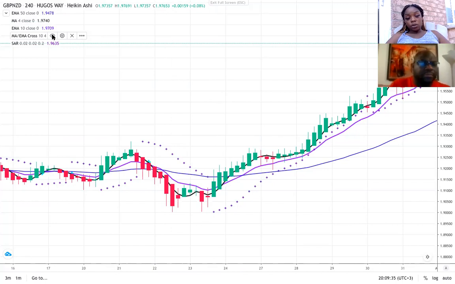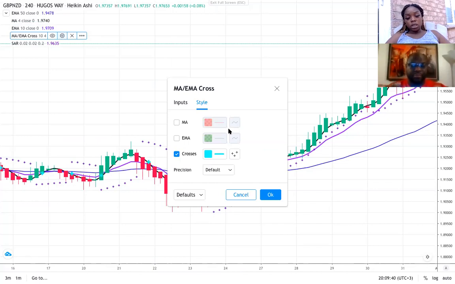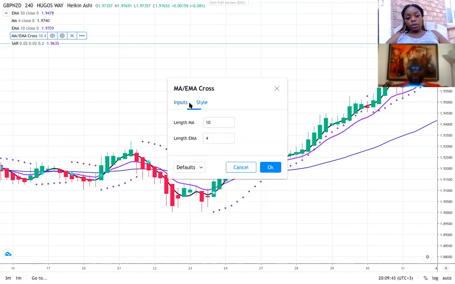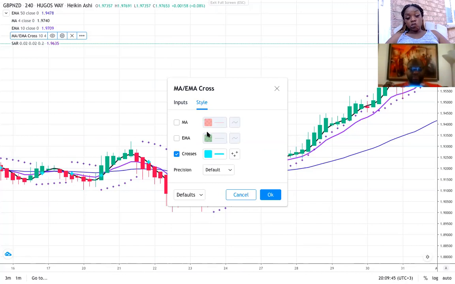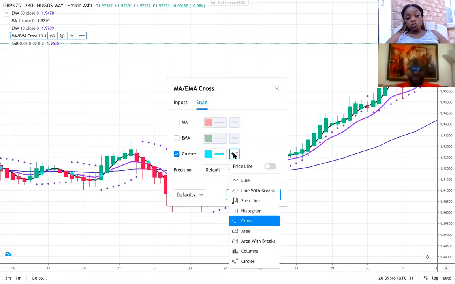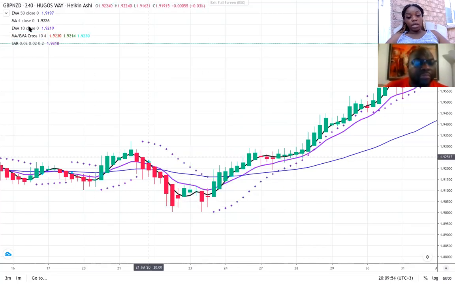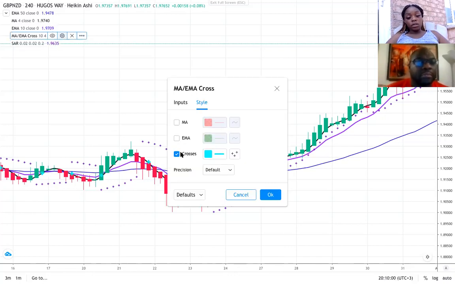What are you showing? At 10-4. You said this is shooting star, right? Yes. Actually, I don't even think I need this one. I'm going to leave it anyway, because then you know when the crosses happen. So MA, EMA cross, you're going to go to 10-4 settings. You're going to get rid of these ones and just have your crosses active.